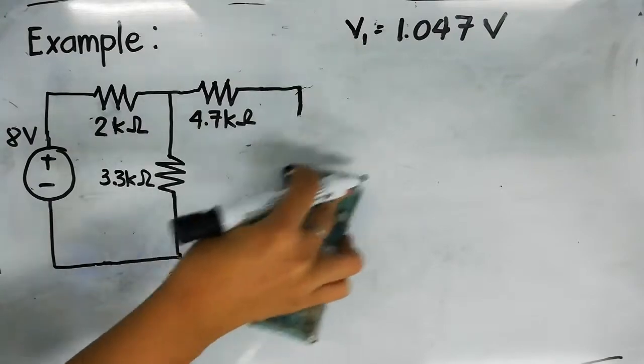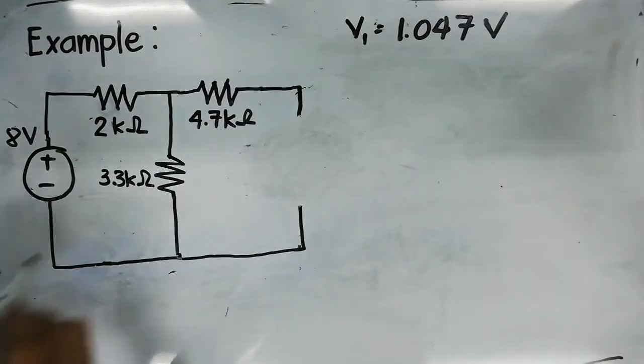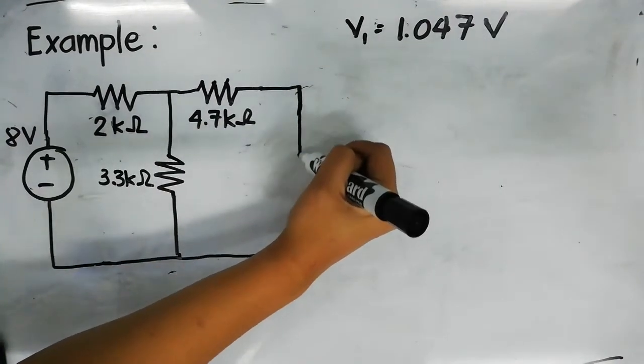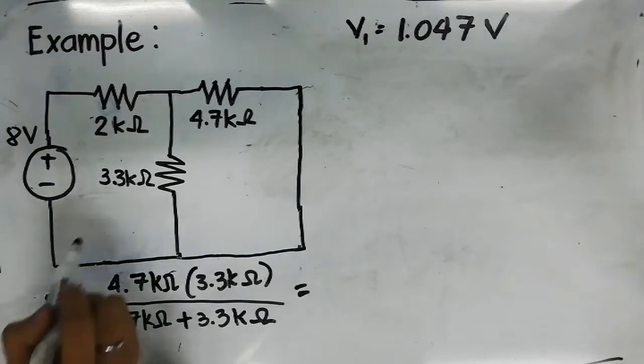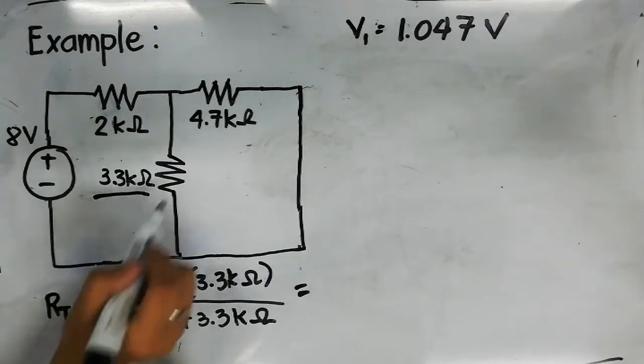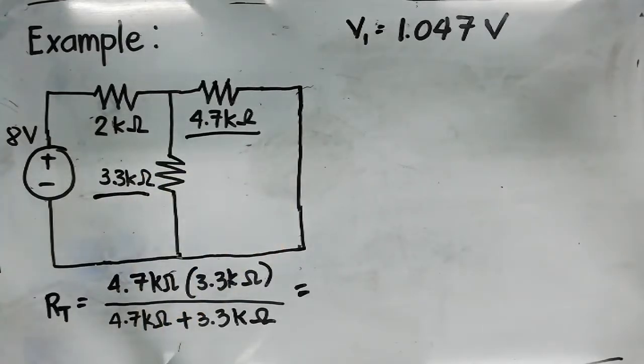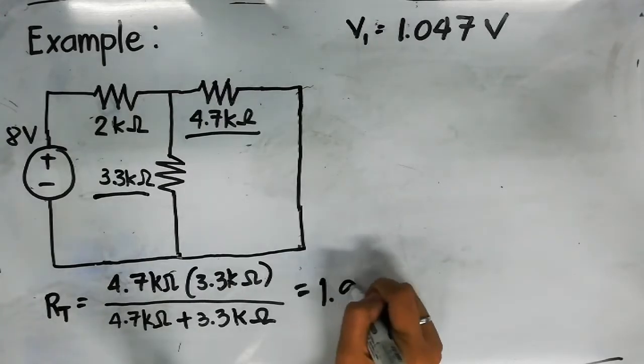Now let's remove the 5 volt power supply from the original circuit. And now your circuit will look like this. Then measure the voltage across the resistor. Here you have your 3.3 kiloohms and your 4.7 kiloohms that are in parallel. Therefore, the resultant resistance will be equal to 1.938 kiloohms.